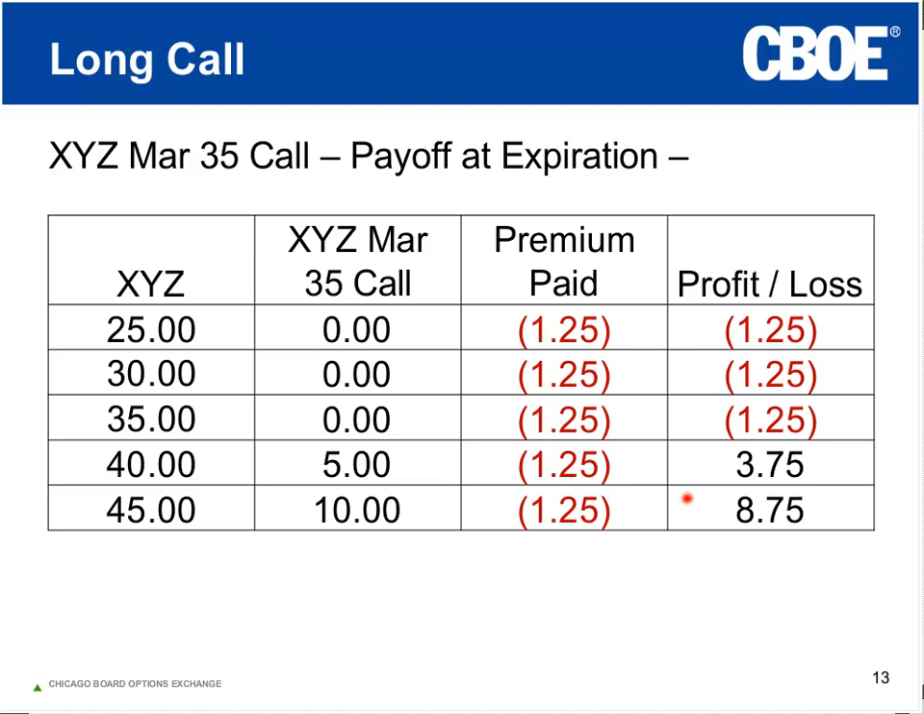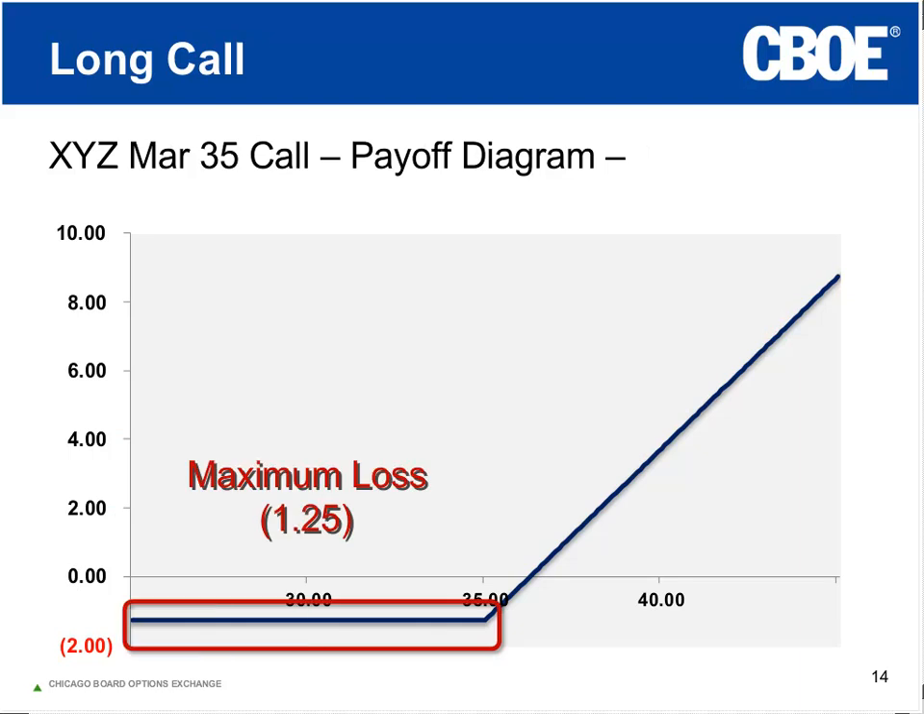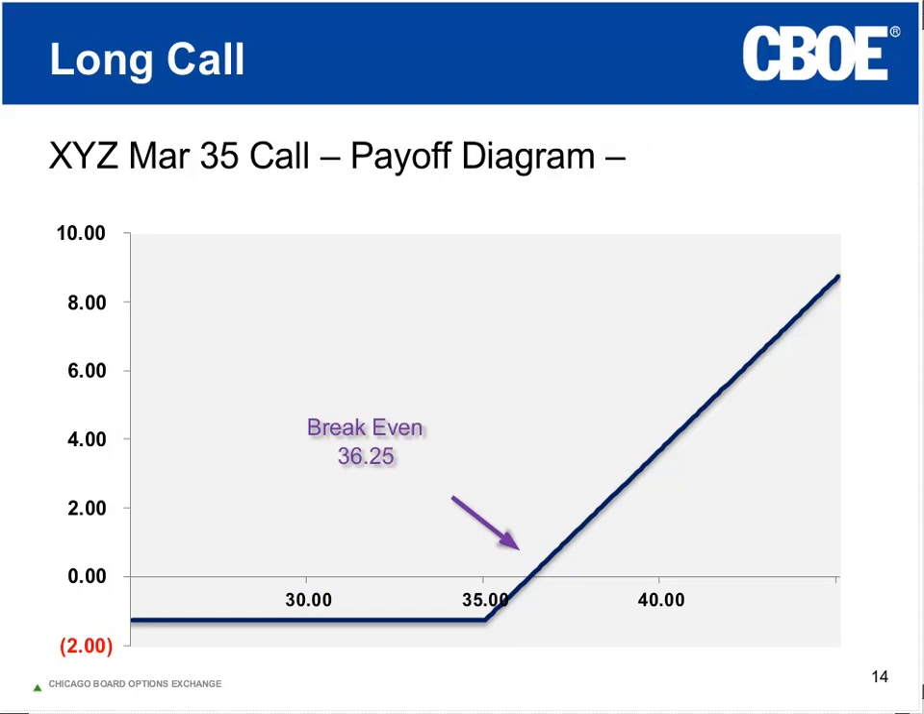And in addition to taking a look at the payoff table, we also like to take a look at what is referred to as a payoff diagram. And there is our payoff diagram. We've got the March 35 call, and we'll highlight a couple of price levels here. First off, our maximum potential loss is $1.25, the premium that we paid, and that's at any price from $35 and lower at expiration. Our break-even on this trade is $36.25.